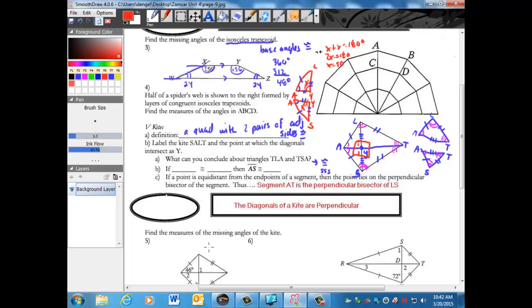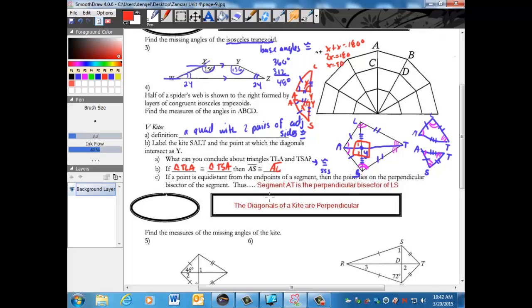All right, so let's fill in the blanks. We have, if triangle, and I guess they want us to call this triangle TLA. So we're back to the first two triangles. If triangle TLA is congruent, and if I go TLA, I would have to go triangle TSA. Then AS is congruent to AL, which we've already shown.